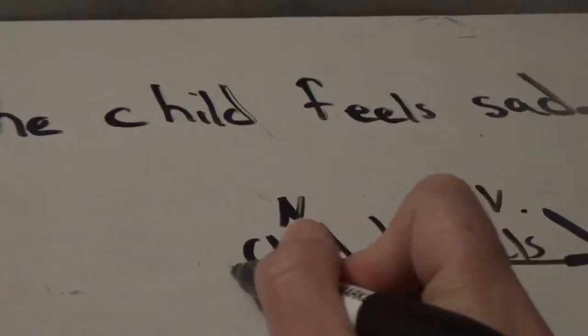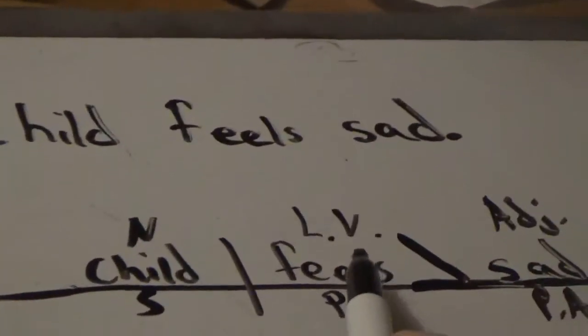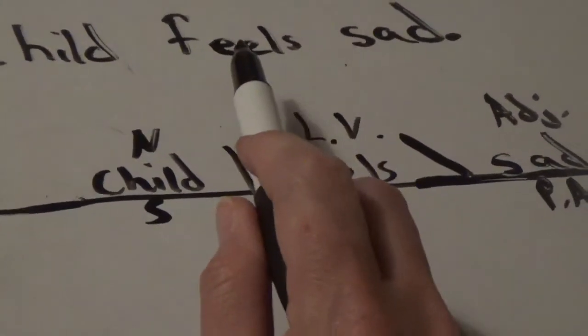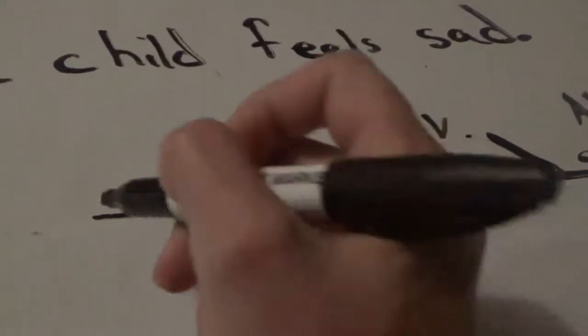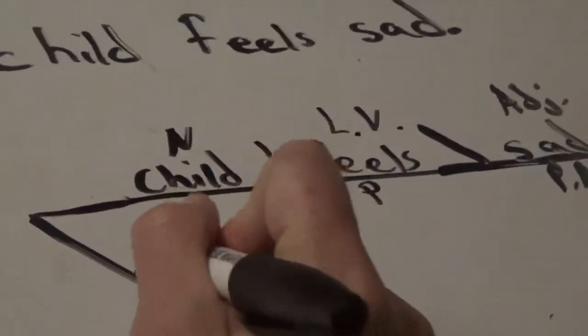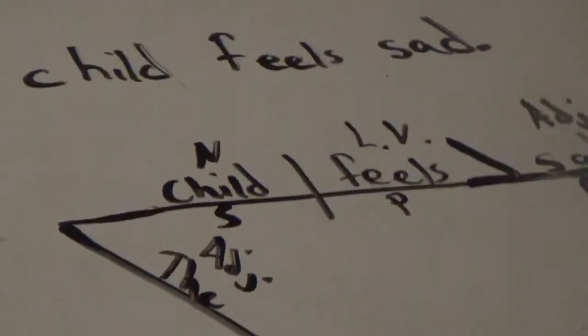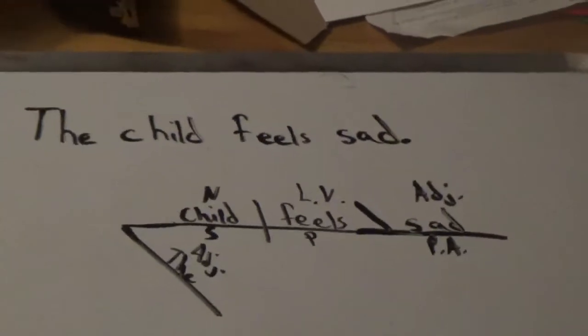So child feels sad. Now, how did I know feels is a linking verb there? Because I can replace it with a form of be. The child is sad. So then we have the is an adjective. And then that's our only modifier. So that is that sentence.